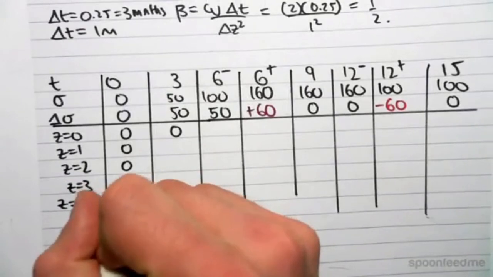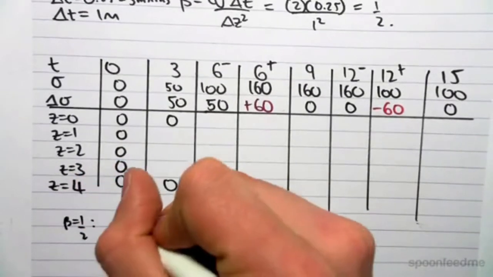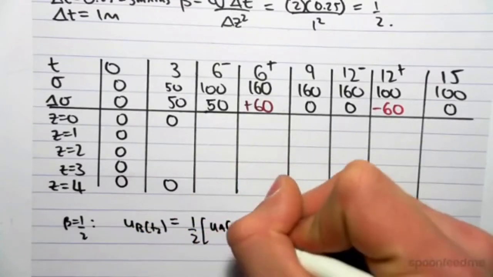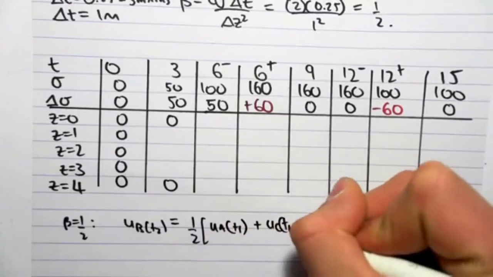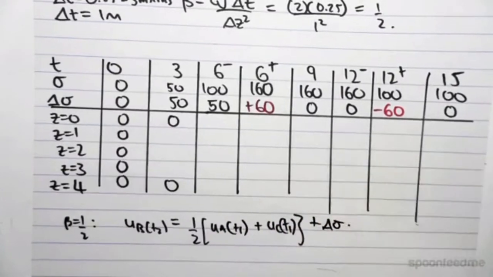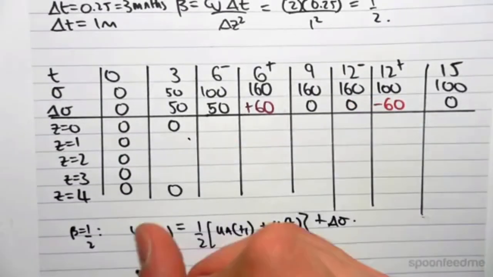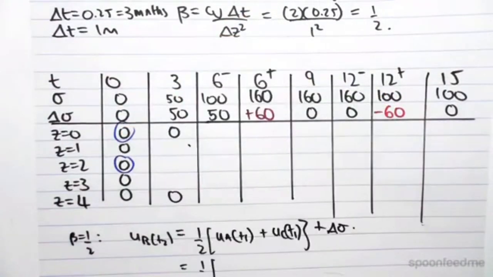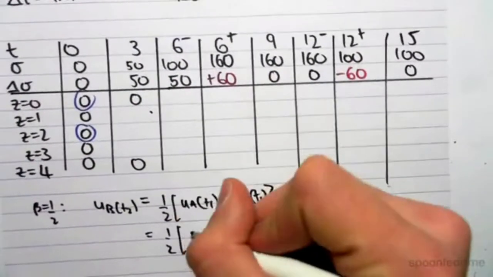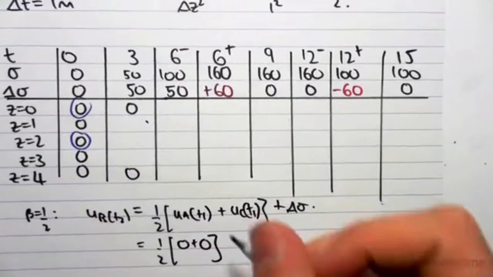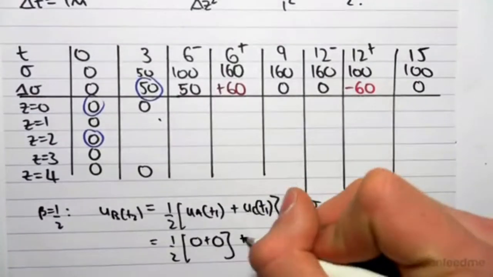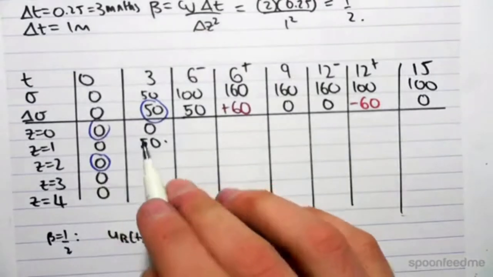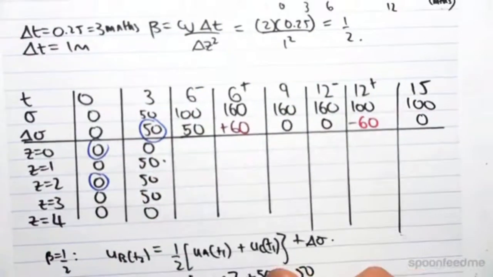Now we know that because beta equals a half, we're going to be using the formula UB at time 2 is equal to 1/2 of UA of time 1 plus UC of time 1, plus the change in stress. So if we were to work out this value, it would equal 1/2 outside of 0 plus 0. Hopefully you guys will get the hang of what we're doing now. So that will be 0 plus 0, and the change in stress at this point is 50. So we would add on 50, so we would just get an answer of 50. And because all these values are 0, we're just going to be adding on 50 to every single one. So all those are going to become 50.